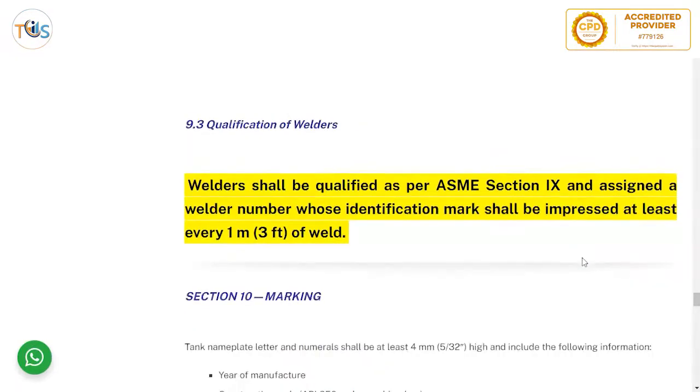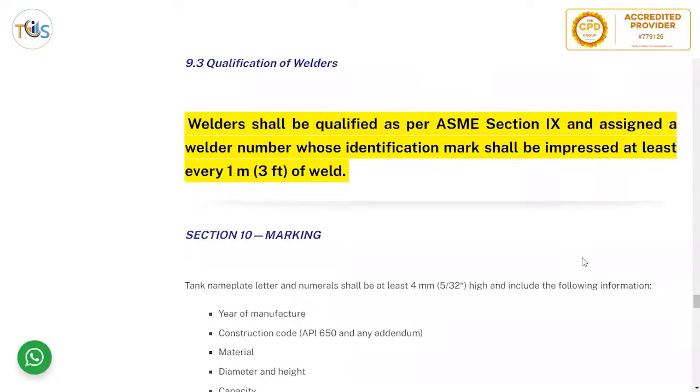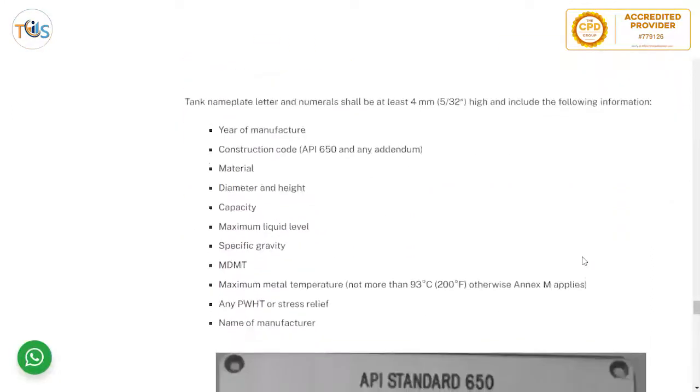Welders shall be qualified as per ASME Section 9 and assigned a welder number whose identification mark shall be impressed at least every 1 meter or 3 feet of weld.